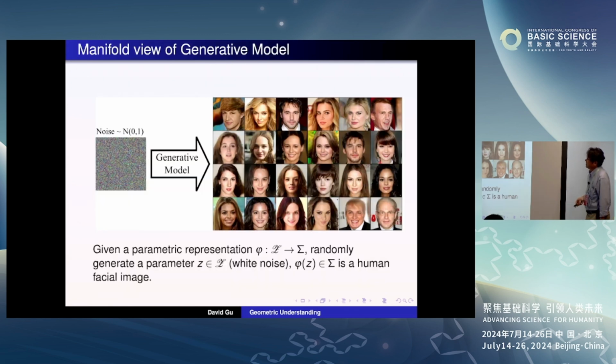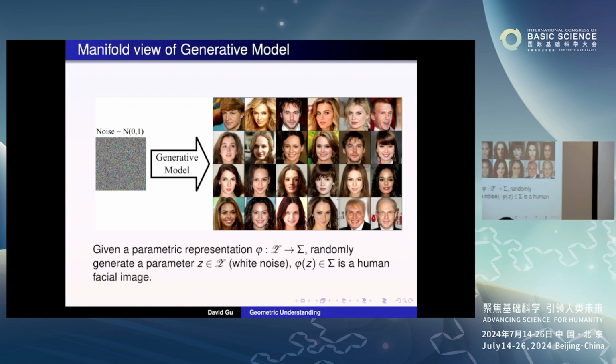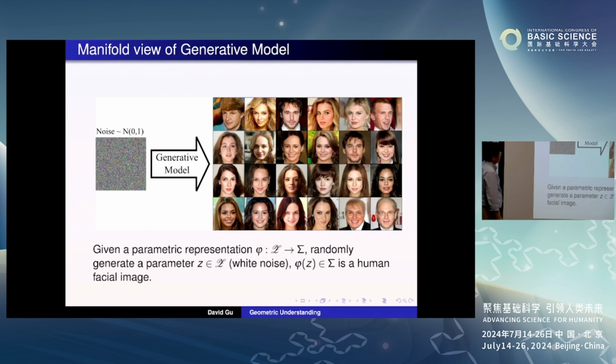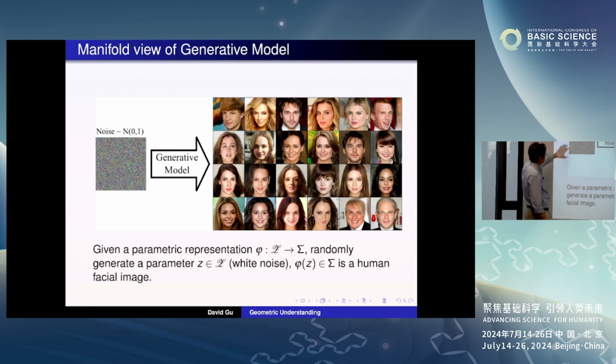Now we know that AIGC is really hot, right? The meaning of a generative model is that we use a computer to generate random noise, like this picture. Every pixel is a random number using a pseudo-random number method. Then you generate this random image and put it into the generative model. The output is a human face.